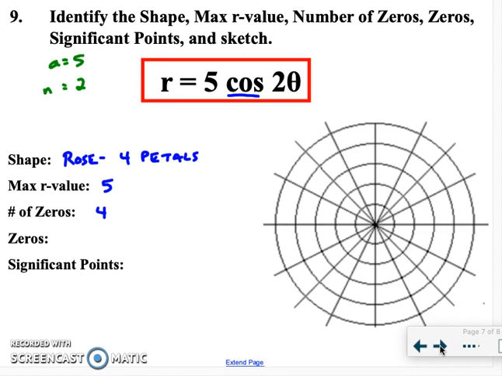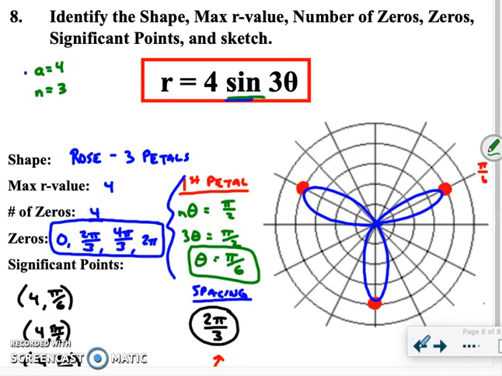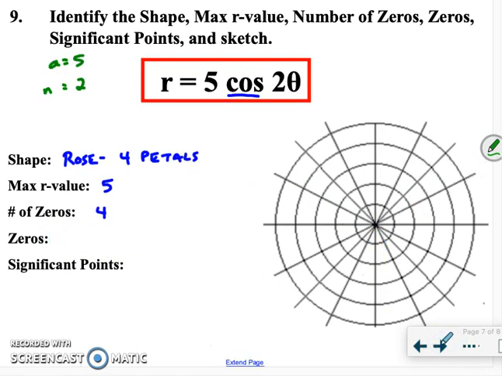So now again, we talked about trade-off before with the sine problem. You might remember we had to do a significant amount of work with this little formula, n theta is equal to pi over 2. We had to do that work to figure out where the first petal is. No such work has to be done on this cosine problem.